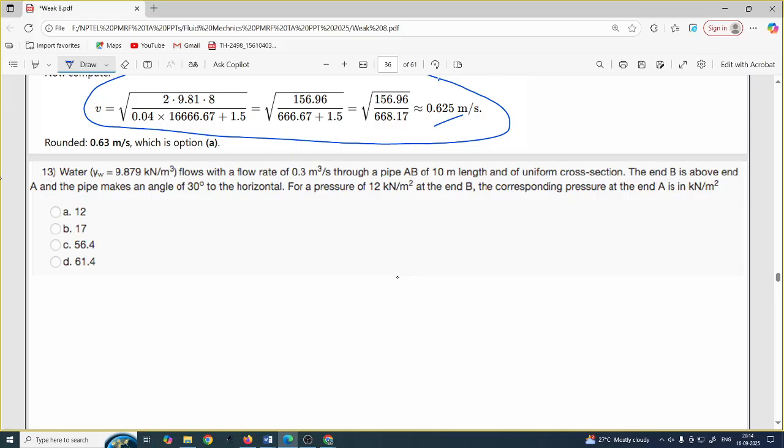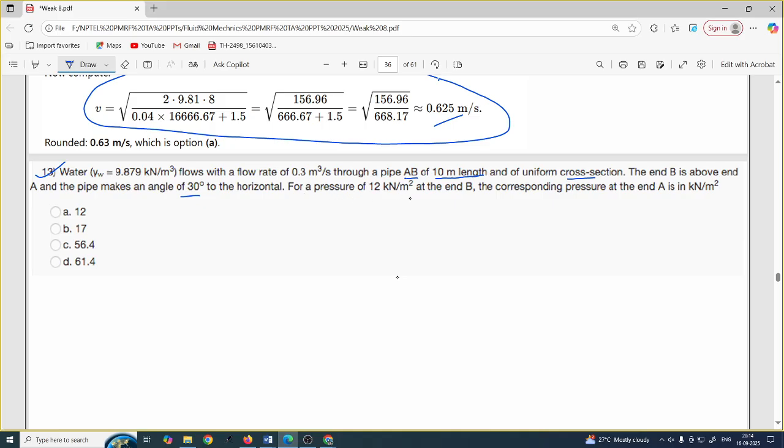Next one, very important. A water having unit weight 9.879 kilonewton per meter cube flows with a flow rate of 0.3 meter cube per second through a pipe AB of 10 meter length and uniform cross section. Remember, uniform cross section. The end B is above end A. The pipe makes an angle of 30 degrees to the horizontal.